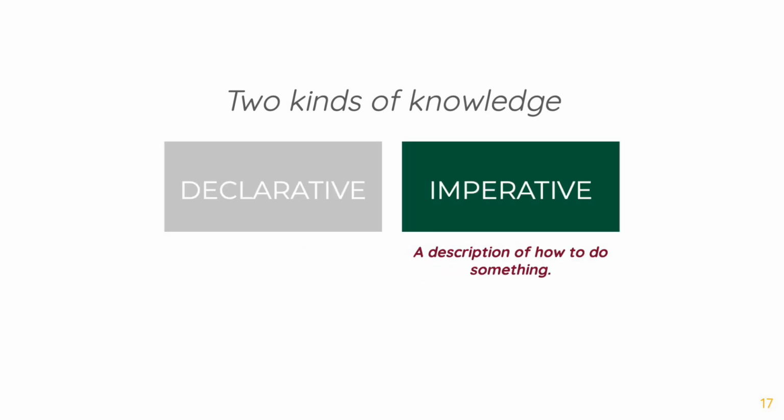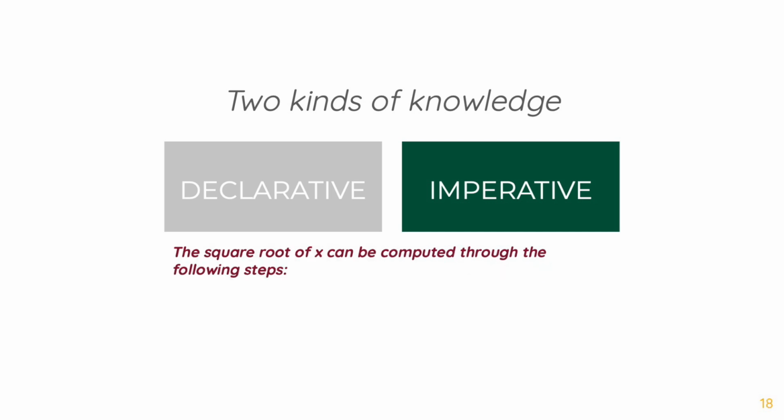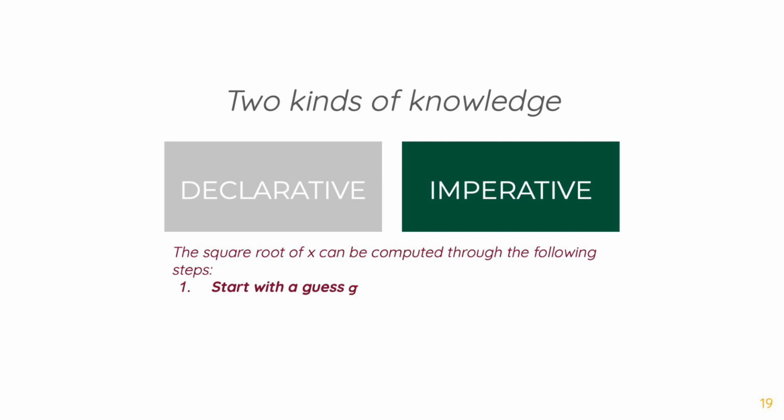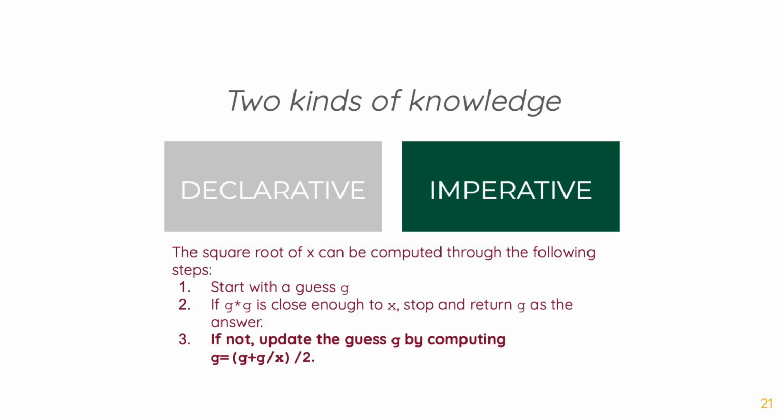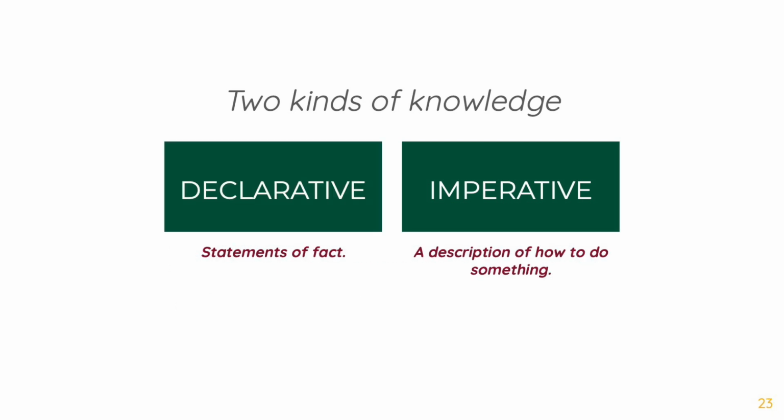Imperative knowledge answers the question how. The process is described in this kind of knowledge. For example, the square root of x can be computed through the following steps. Start with a guess g. If g times g is close enough to x, stop and return g as the answer. Otherwise, update the guess using this equation. Repeat step 2. Again, declarative statements are statements of fact, while imperative statements are a description of how to do something.